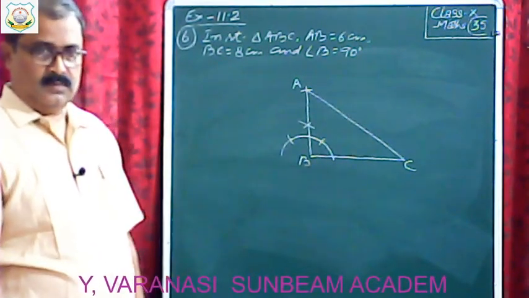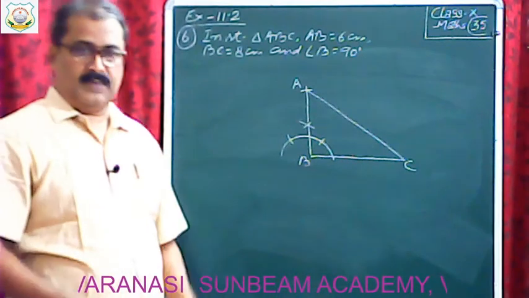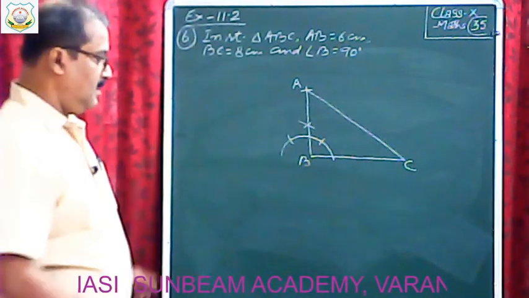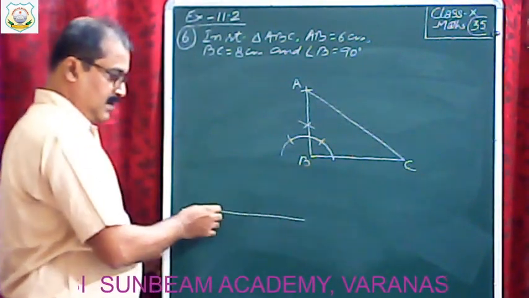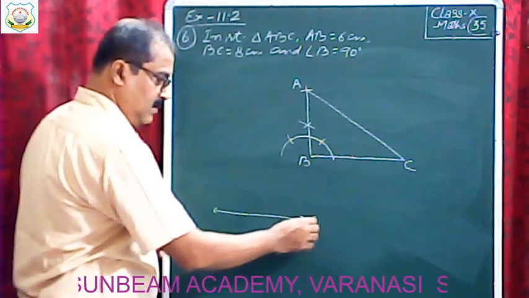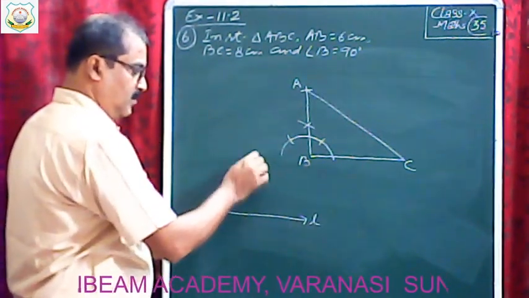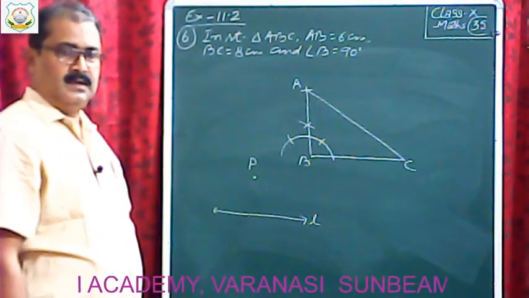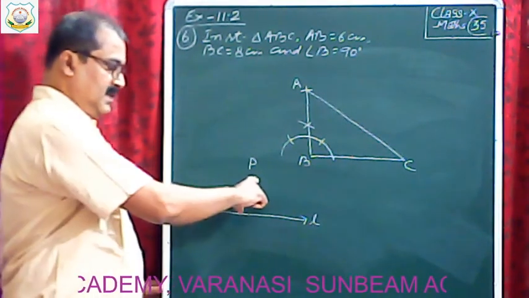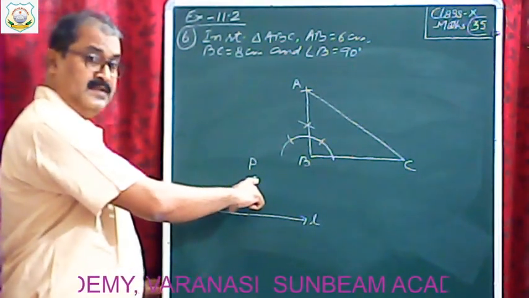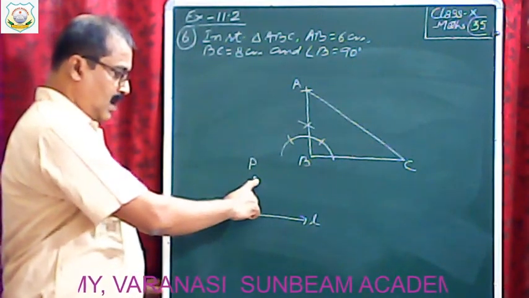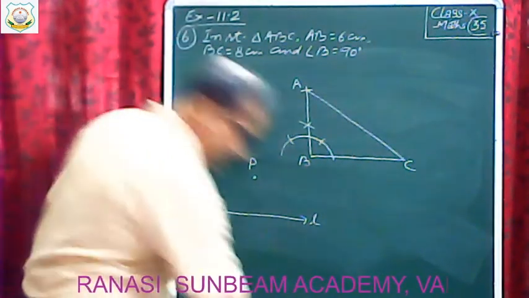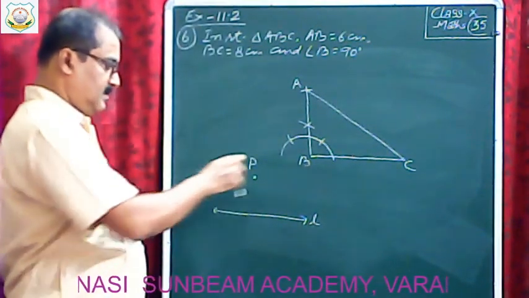You know from an external point how to draw a perpendicular. In class 5 you have done, class 6 also. Let's see. A line segment or a line is given, whatever. An external point is there, suppose P, and from P you have to draw a perpendicular to the line L. The process: with P as center and any suitable radius, draw an arc intersecting line L at 2 points.